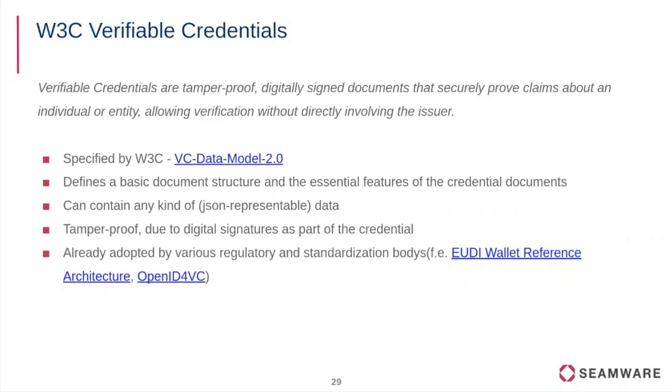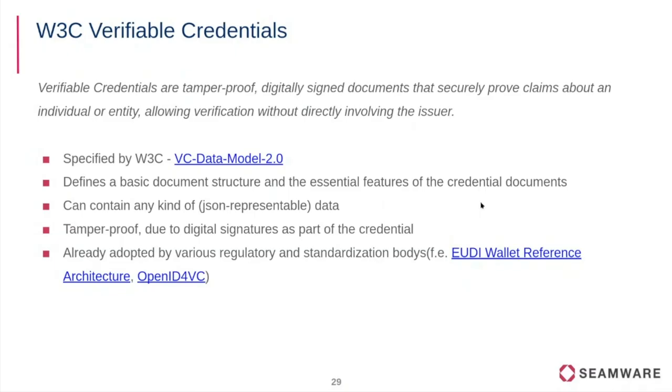What exactly is the verifiable credential? It's specified by W3C, as I already mentioned. We have now the Verifiable Credentials Data Model 2.0. It defines the structure of a credential and the security features that it should have, and so on, of such credential documents. Verifiable credentials essentially can contain any kind of data. Usually it should be JSON representable. You could also put binary data in there, but then it might become hard to handle. But in general, you could put any kind of data into a verifiable credential.